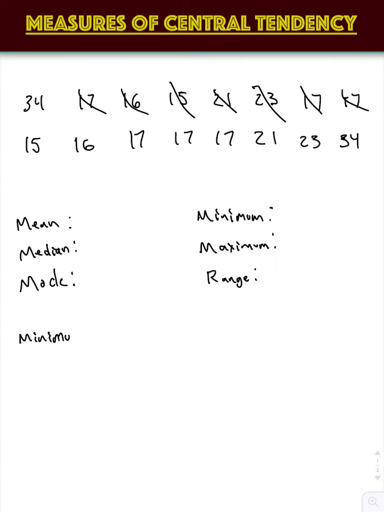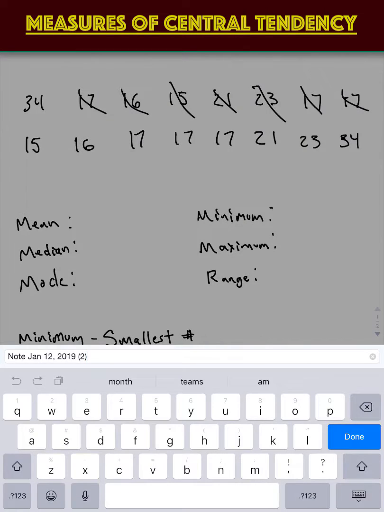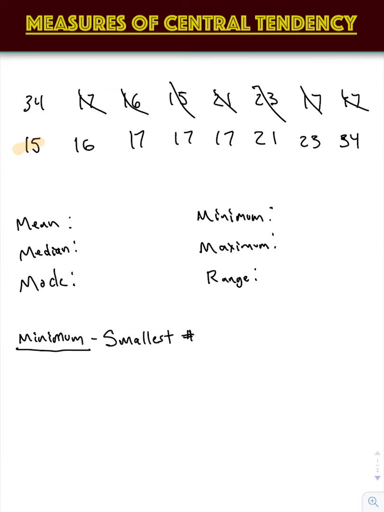Minimum. Minimum is our smallest number in a data set. So we're going to just give real quick definitions. Our smallest number in this case is 15. So our minimum is 15.